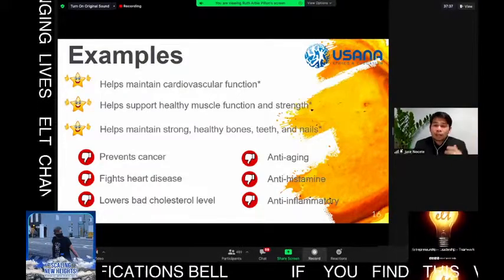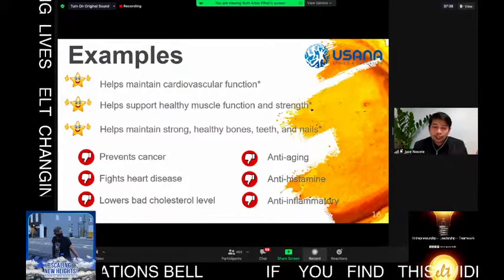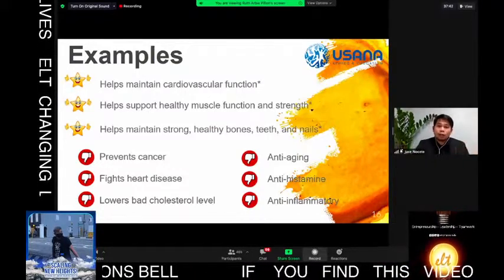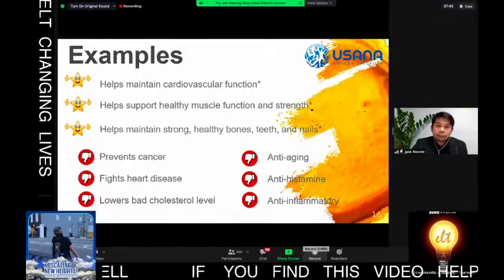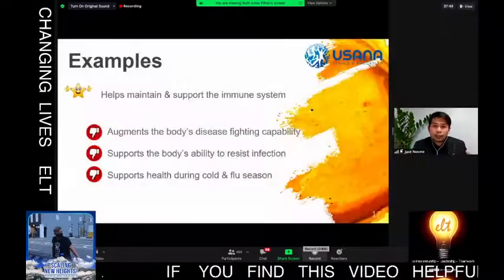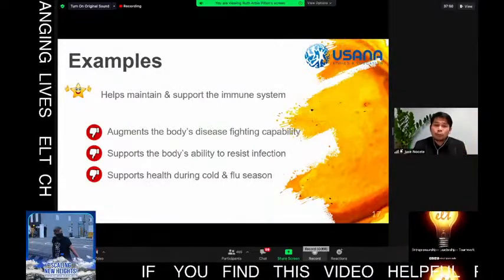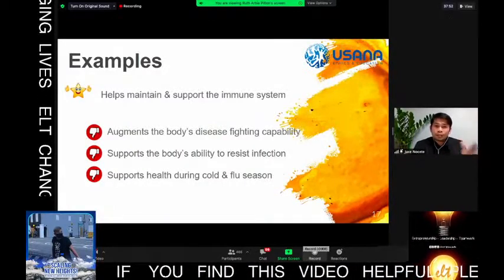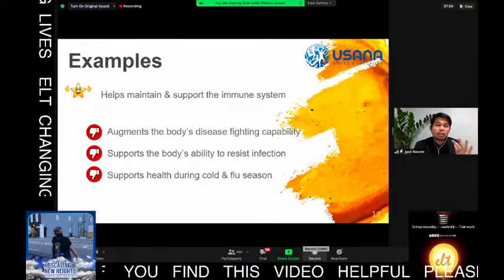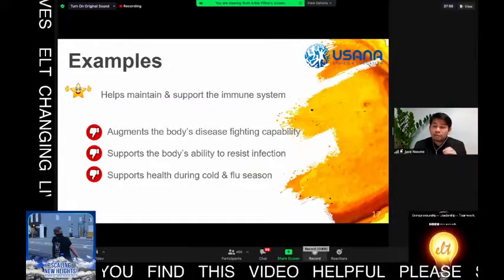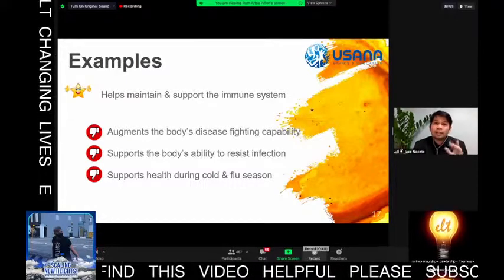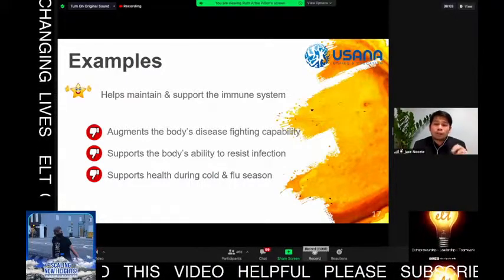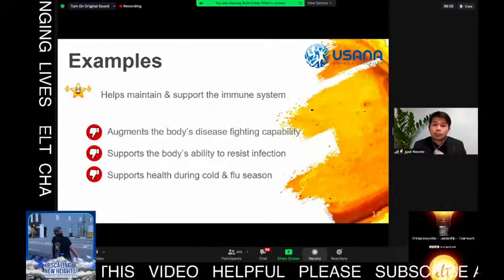So these are not allowed. Using these terms would mean that you are making drug claims. Ayan. So we have further examples pa naman: helps maintain and support the immune system. And sa baba, you have: augments the body's disease fighting capabilities, supports the body's ability to resist infection, and supports health during cold and flu season.